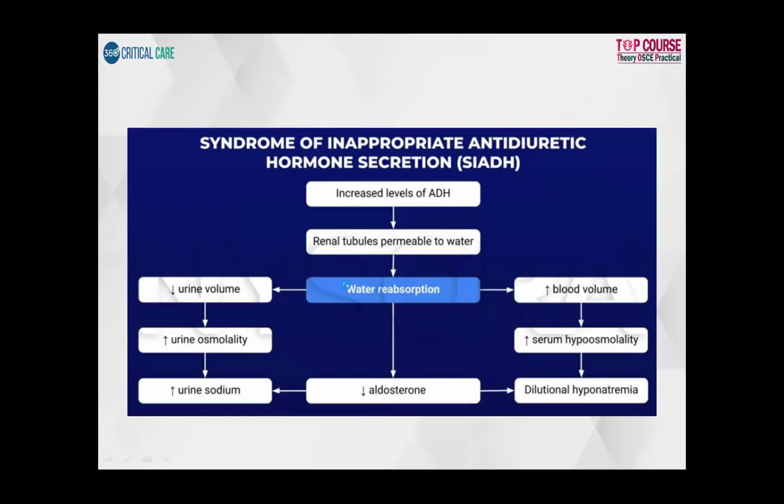The opposite happens in the blood or the serum. So what happens in the blood? The blood volume is increased. There is increased serum hypoosmolality. So serum osmolality is reduced, leading to dilutional hyponatremia. And this water resorption, okay, also leads to decreased aldosterone release as a negative feedback. Okay, so these are the effects which are seen in SIADH.